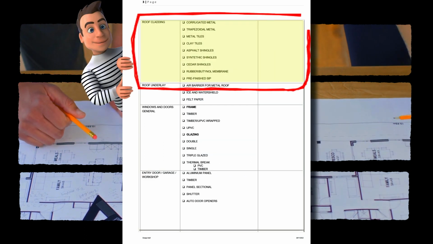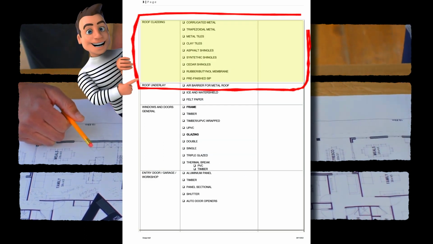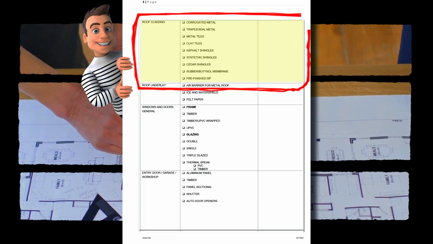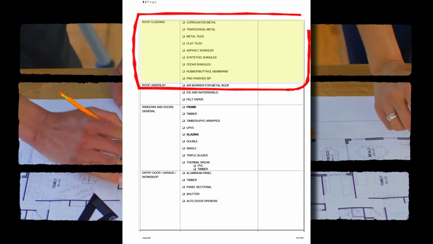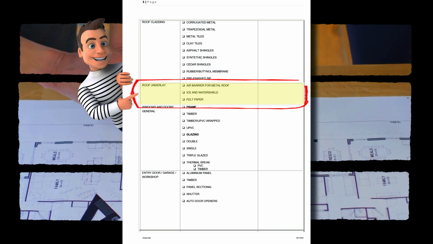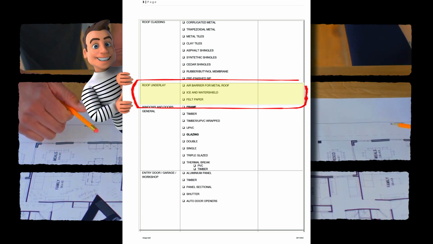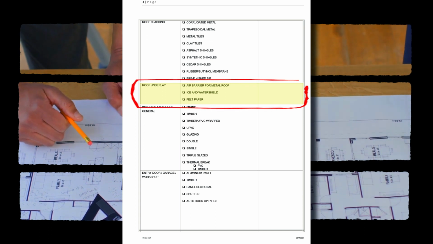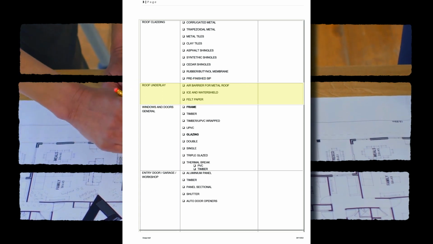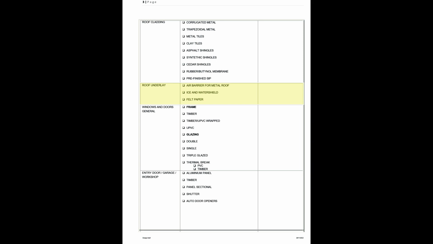The next section deals with roof cladding selection. Options listed include corrugated metal, trapezoidal metal, metal tiles, clay tiles, asphalt shingles, synthetic shingles, cedar shingles, rubber/bituminous membrane, pre-finished SIP panels. The next section tackles roof underlayment and waterproofing materials. Options are air barrier for metal roof, ice and water shield, felt paper.